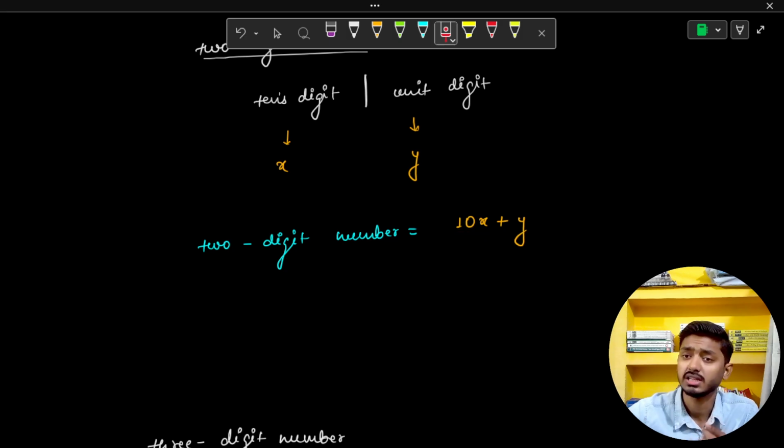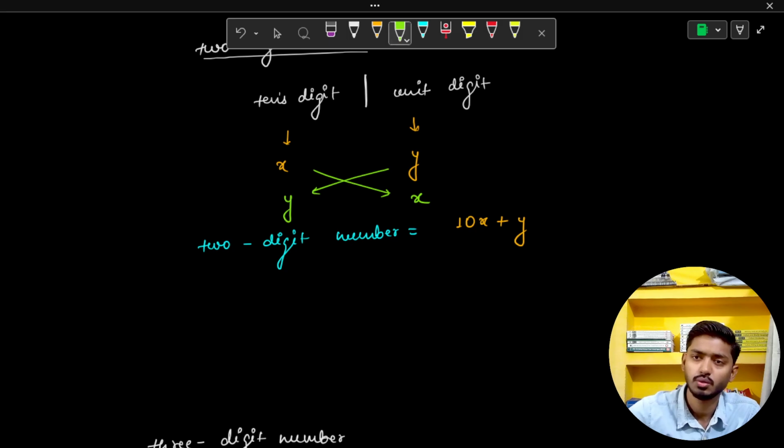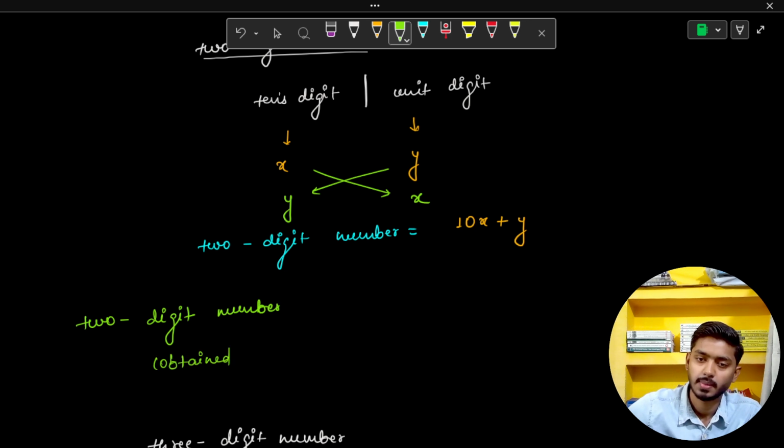But what if they ask us to interchange the digits? That means y would become the tens digit and x would become the units digit. No worries, let me write: two-digit number obtained by interchanging the digits, right?